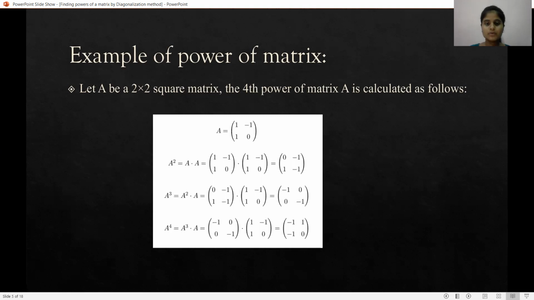And here is the output. And A cube is equal to, as we multiplied A square into A, which is [0, -1; 1, -1] into [1, -1; 1, 0]. And here is the output. A to the power 4 can be calculated as A cube into A, which is [-1, 0; 0, -1] into [1, -1; 1, 0], which is equal to [-1, 1; -1, 0]. That is the output.